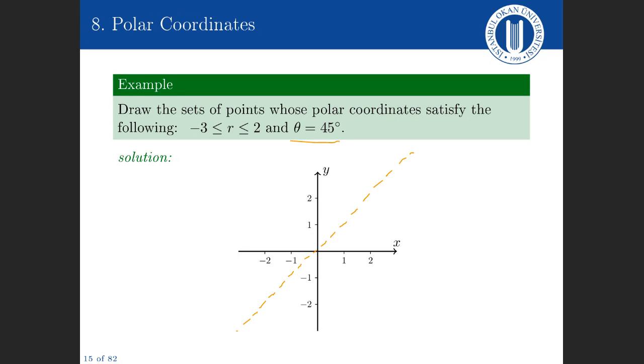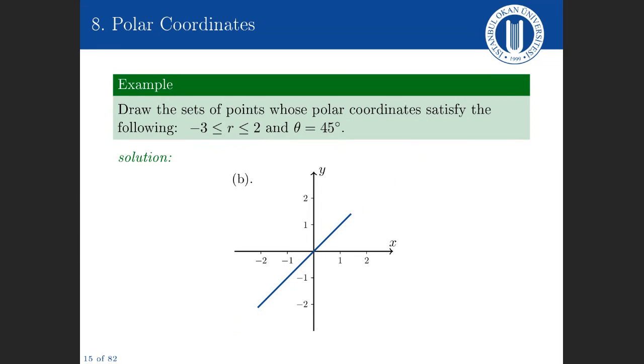On this line, r equal to 2 is about here. R equal to -3 is going to be down here. We're asked to draw the set of points that satisfy all of these rules. We must be on this dashed orange line, and the radius must be between -3 and 2. So we're going to have something like this. Again, this is neater if I draw this with a computer.